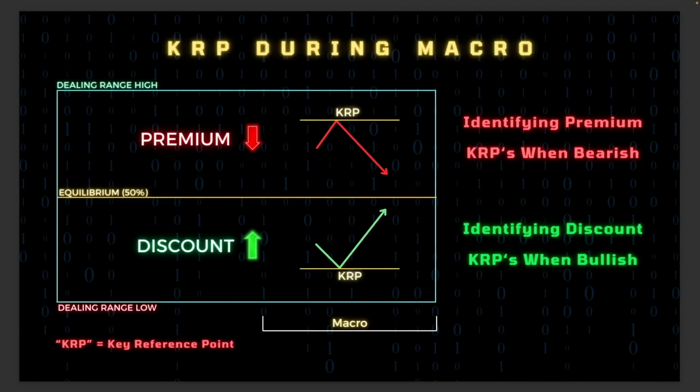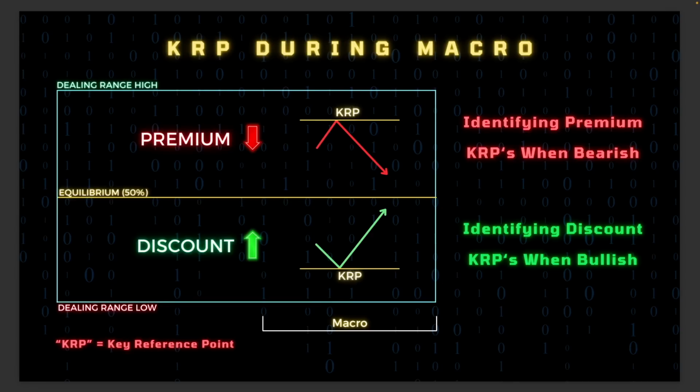So now we can see how all of these things start to come together. We have our institutional order flow, our draw on liquidity. We have our dealing range. We understand discount and premium. We have our key reference points in the respective discount of dealing range or premium of dealing range. So if we're bullish and we want to see price attack buy side, where do we want to see our entries?